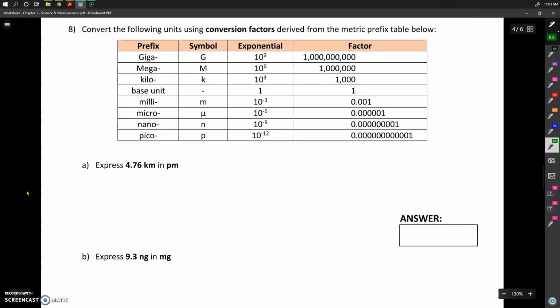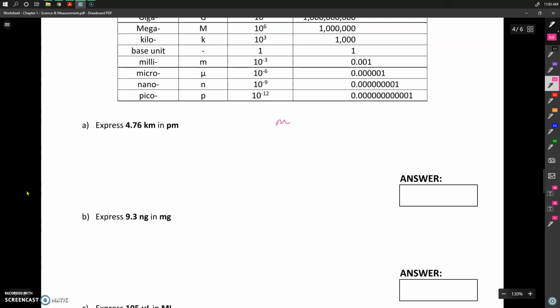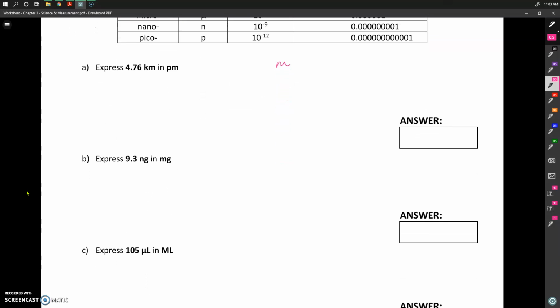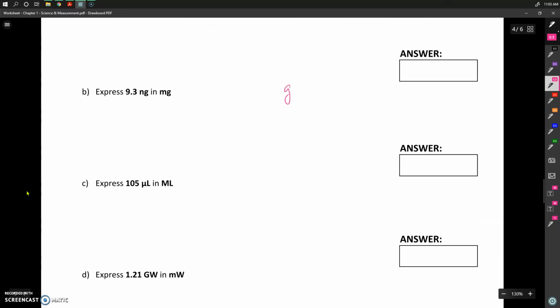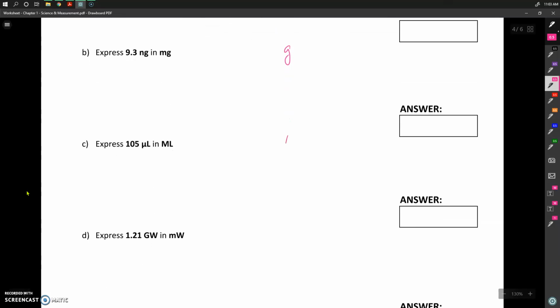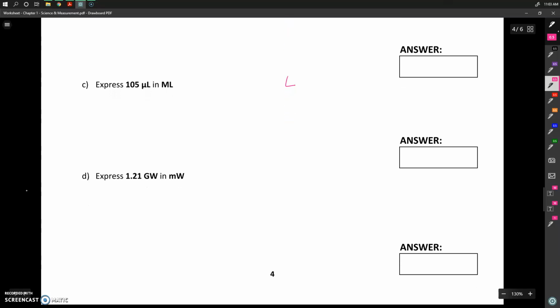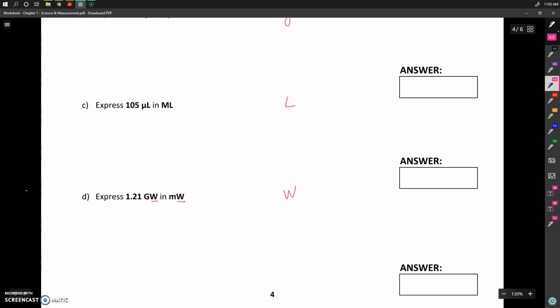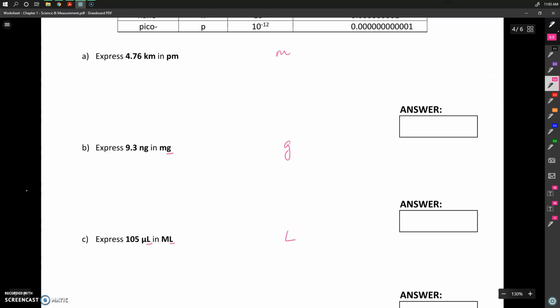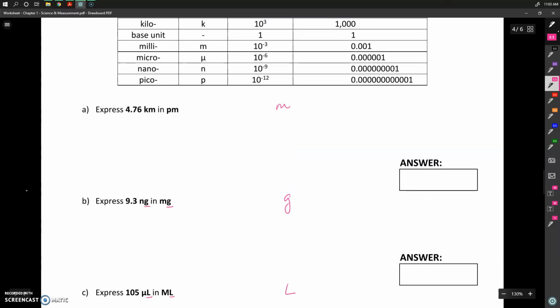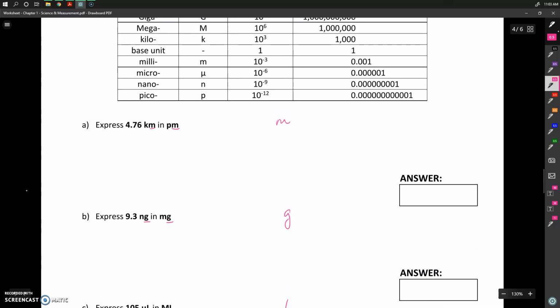So let's just note, first of all, that the base unit for this first problem is going to be meters. The base unit for the second problem is going to be grams. For the third one, it's liters. And for the last one, it's watts. So notice that that base unit is coming from whatever the letter is in the unit that has a prefix attached to it, right? So the letter essentially on the right-hand side of the unit.